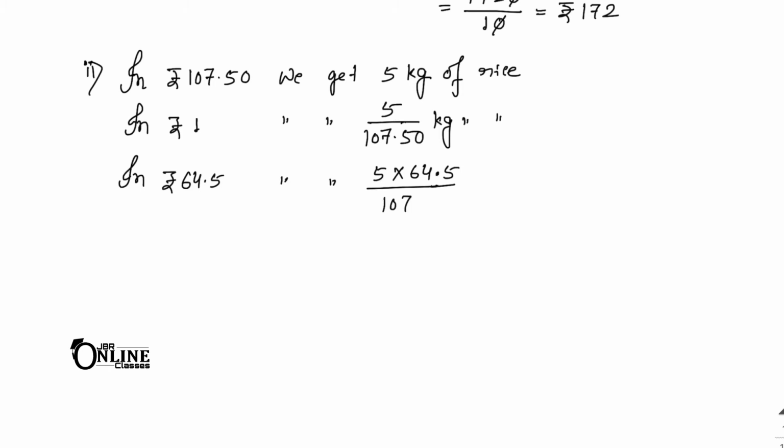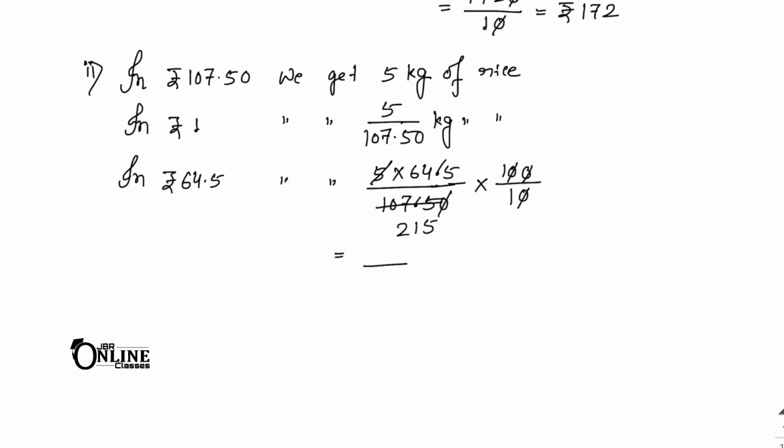64.5 aur yahan par hai 107.50. Ab dekhiye yahan par 0.50 do digit hai, iska matlab upar mein 100 hoga, yahan par sirf 0.5 hai ek digit, so niche 10 hoga. Clear? Ab yahan par 00 aur dusra 0 cancel out. Now next, as here 1075 divided by 5, agar 5 se isko katenge, यहां पर हो जाएगा 215.